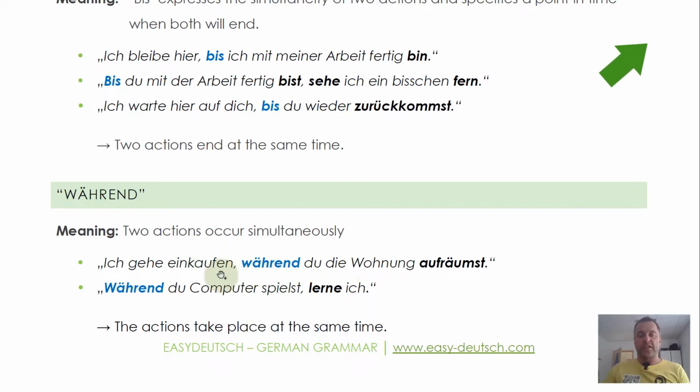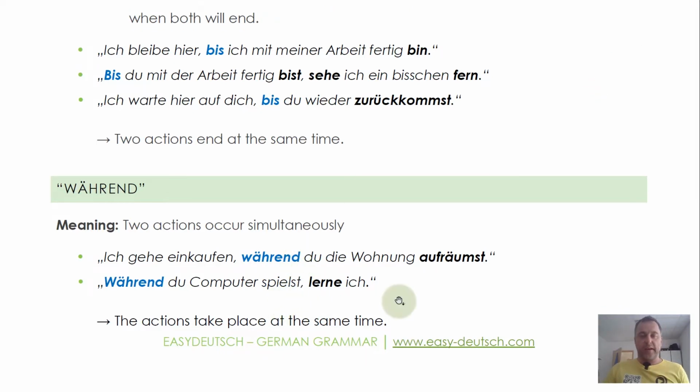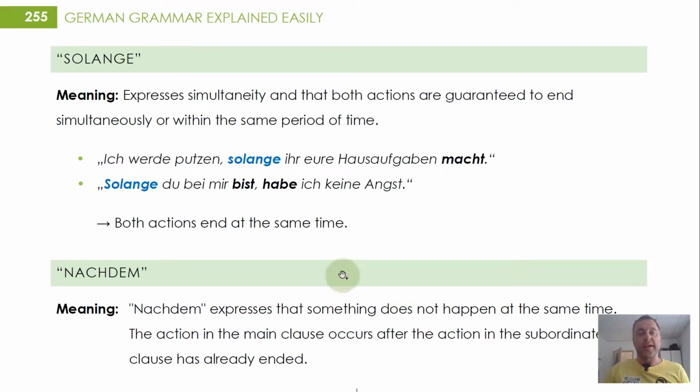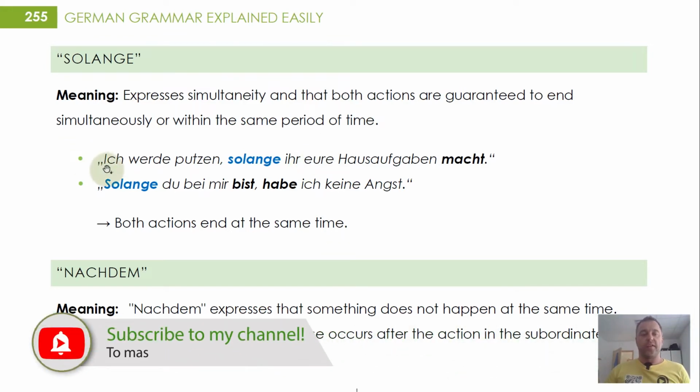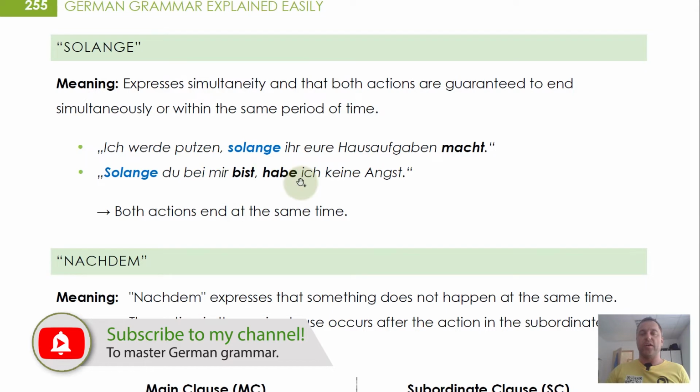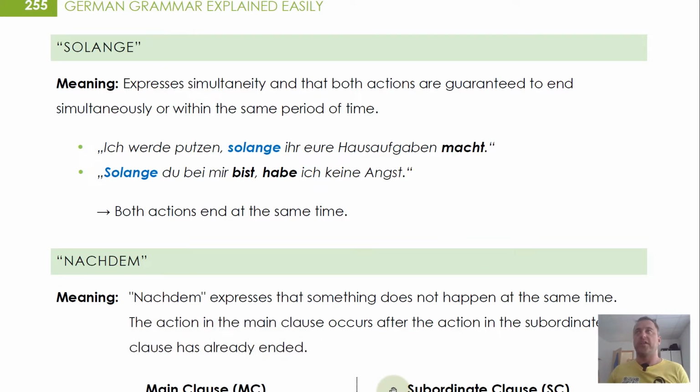Here, both actions happen simultaneously, but we have no statement about whether they will end at the same point in time or not. And the next one is solange. Solange also expresses simultaneity, but the difference to this is that both actions are guaranteed to end at the same point in time. So ich werde putzen, solange ihr eure Hausaufgaben macht. So I will clean as long as you do your homework.